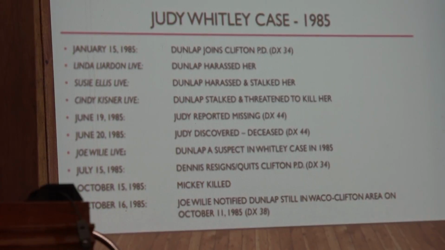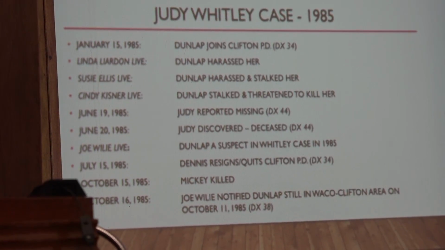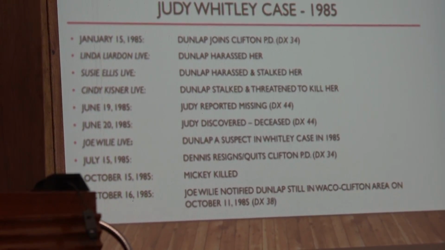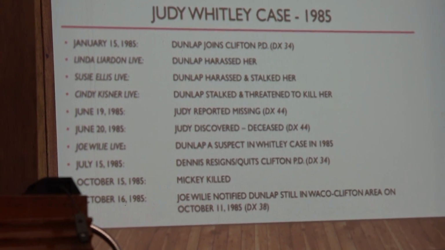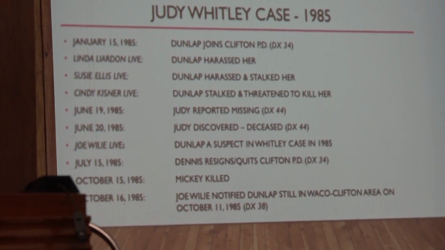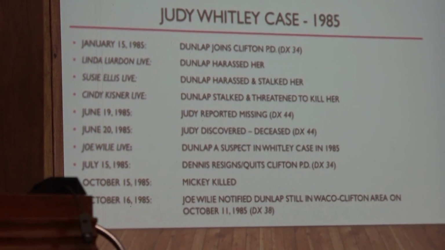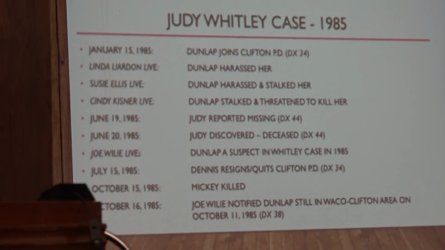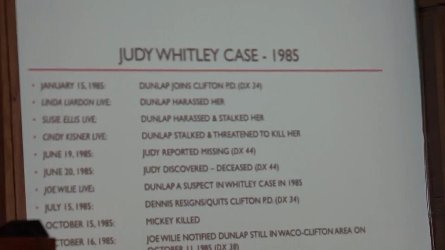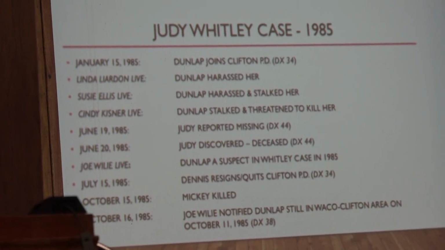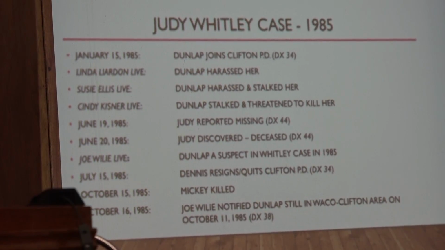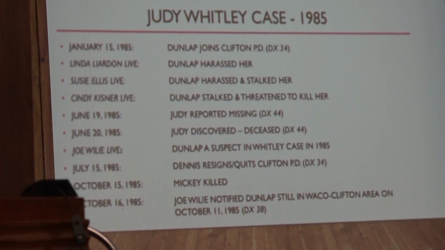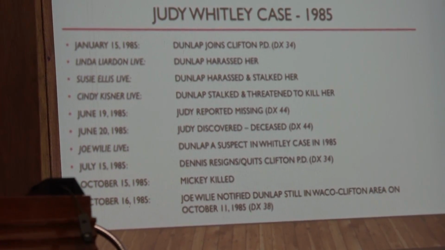Judy is reported missing in June of 1985. She's discovered deceased the next day. And Joe Wiley told the court he was a suspect in the Whitley case in 1985, and that's why Mr. Wiley's testimony about him taking Dennis for a polygraph, looking into his background. Joe has always said this: if y'all are telling me that flashlight in the trunk of my car is what you said it is, that I was in Austin. He has always said that.